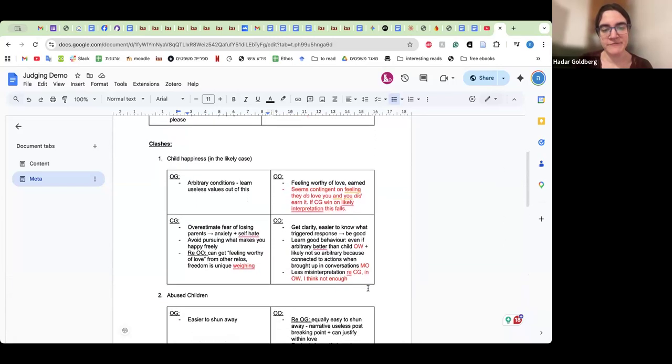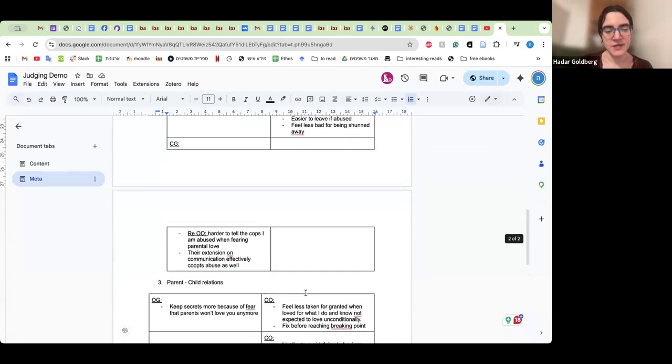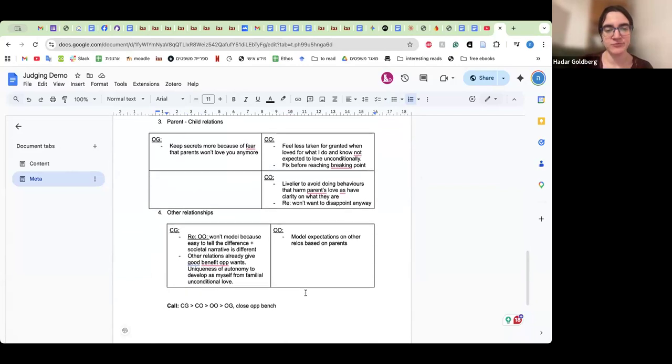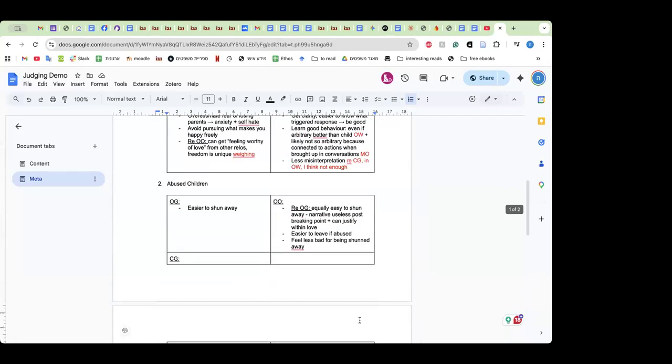I maybe would have, rather than split clash 1 and 2, have the child's happiness as a broad clash and abused children as a sub clash. But regardless, I would include both. And yes, I would have a separate clash for parent-child relations and for other relationships. All right. Thank you.